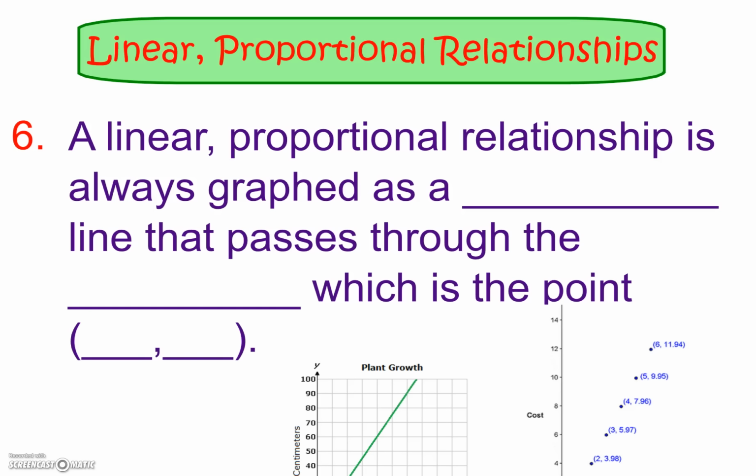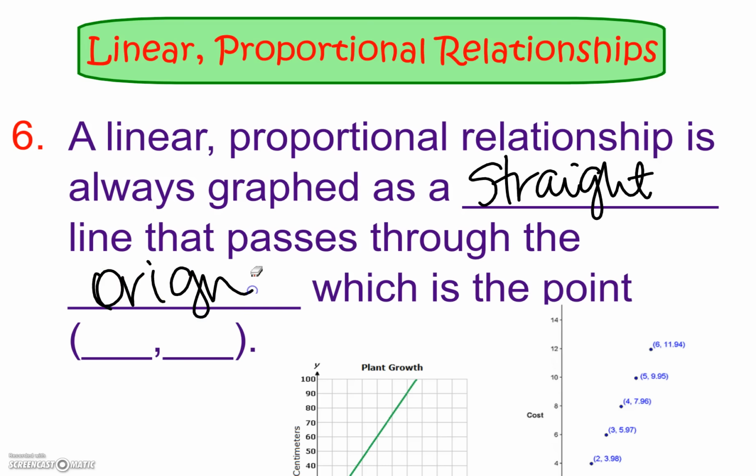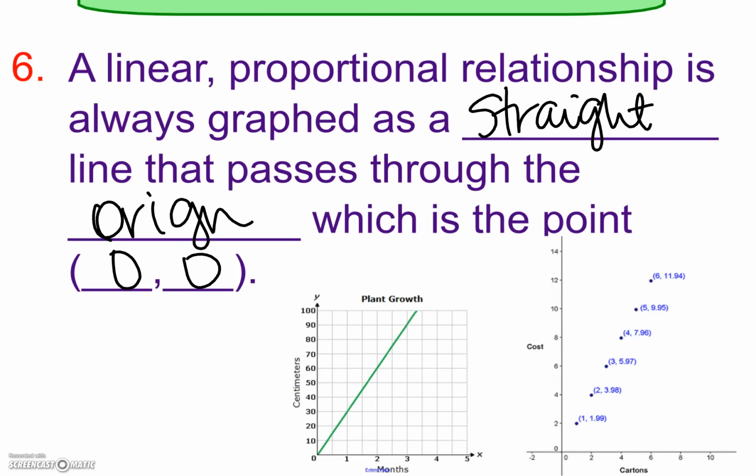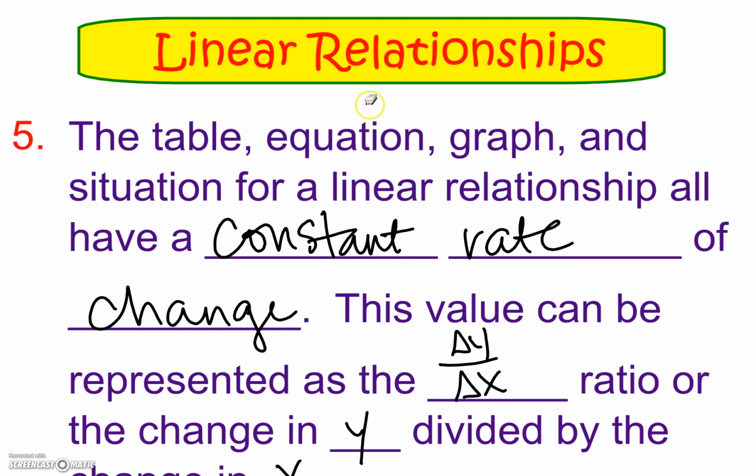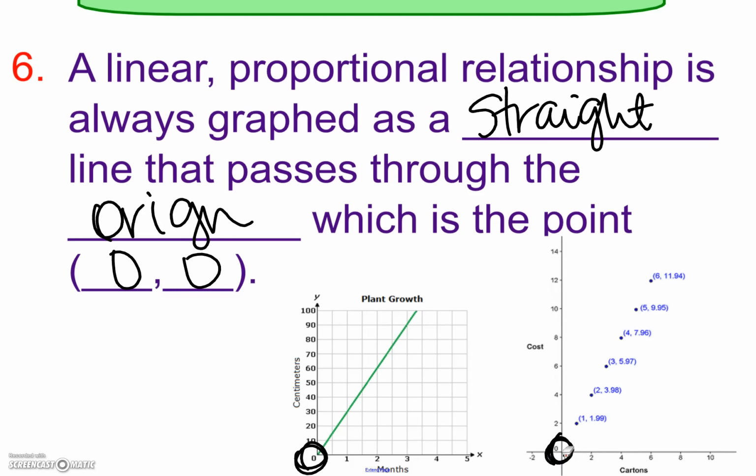So a linear proportional relationship is always graphed as a straight line that passes through the origin, which is the point (0, 0). Now linear means, if you go back here, linear is just a straight line with a constant rate of change. But a linear proportional has to start at the origin. So we've now learned two things, linear and linear proportional.